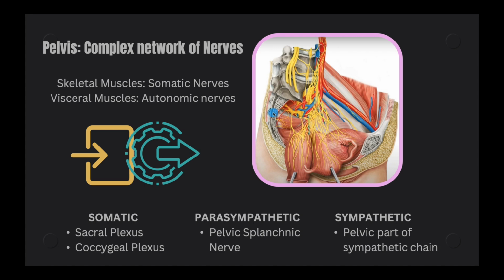Parasympathetic nerve, which again has sensory and motor, is known as pelvic splanchnic nerve. And how do you remember this? Parasympathetic nerve means PSN. Pelvic splanchnic nerve, short form again PSN. The third kind of nerve is the sympathetic nerve or sympathetic supply, and that comes from the pelvic part of the sympathetic chain.